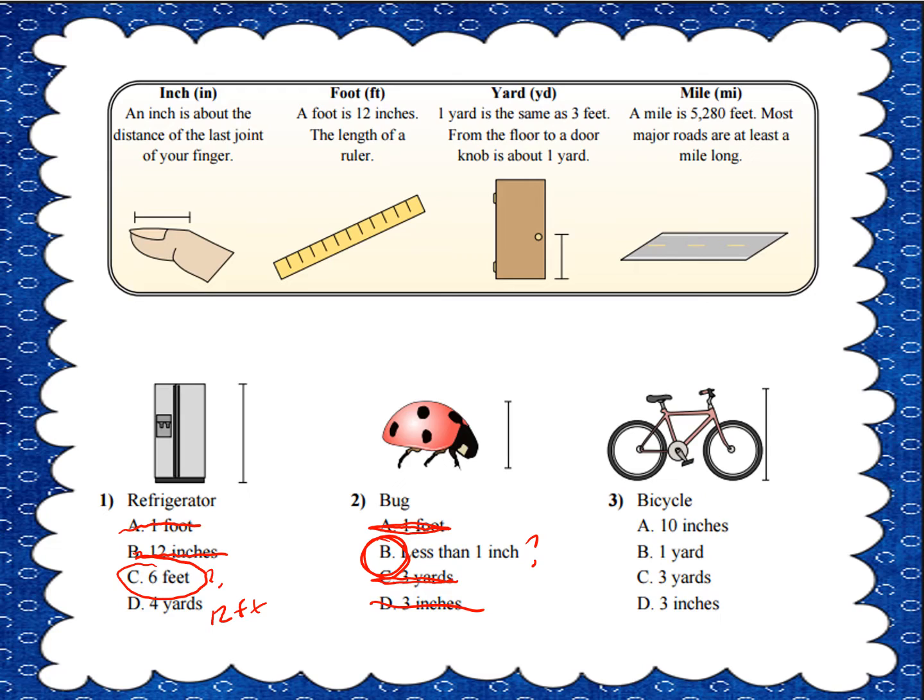And then a bicycle, from the ground to the top of the bicycle. If it was a ruler, less than a ruler tall, you guys would have a hard time riding it. So it's definitely not 10 inches. 1 yard, about a meter stick. Maybe 1 yard. Well, 3 yards, you'd have a hard time getting on top of it. It was 3 yardsticks tall. And 3 inches, you'd have a very difficult time riding it. So the best answer here is B, 1 yard.